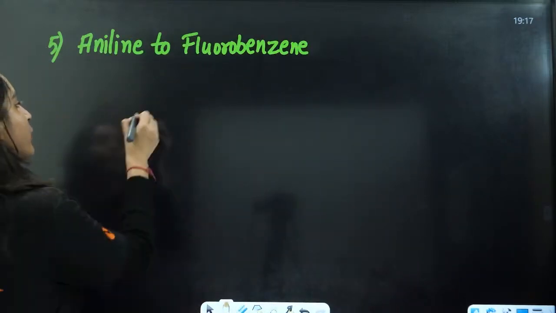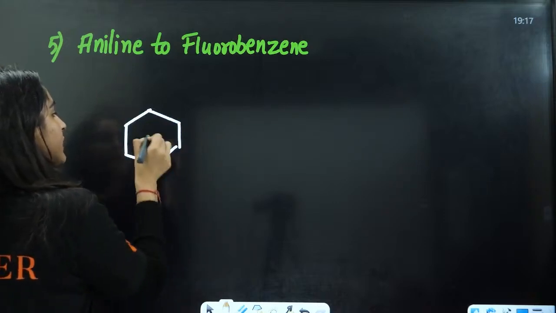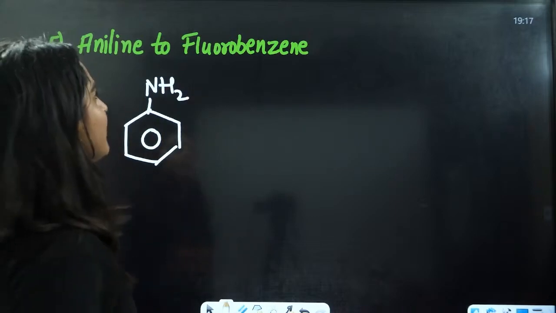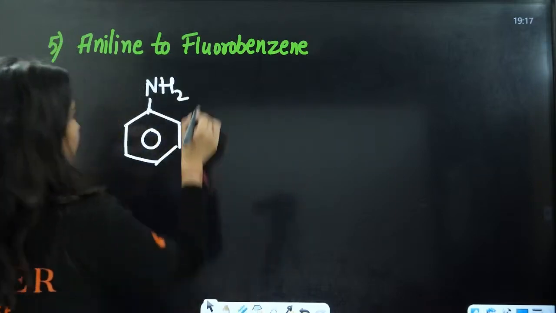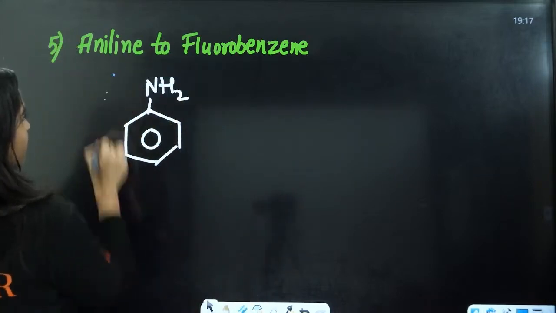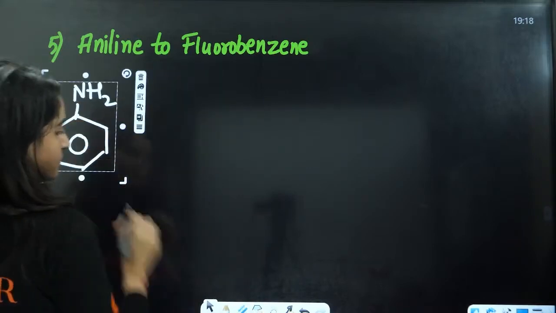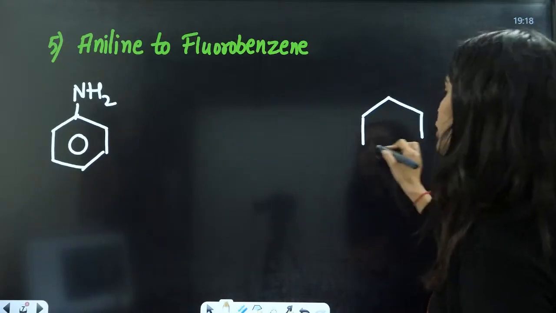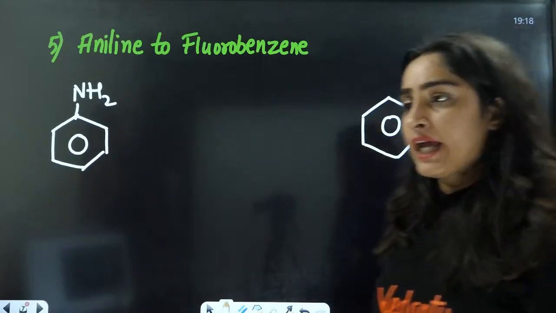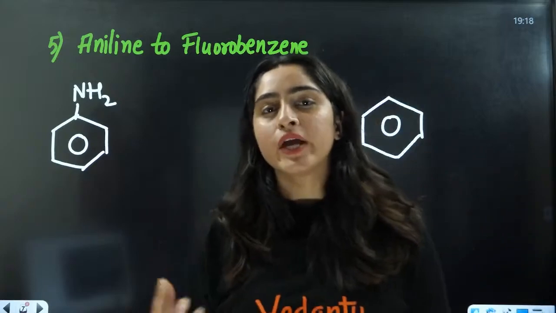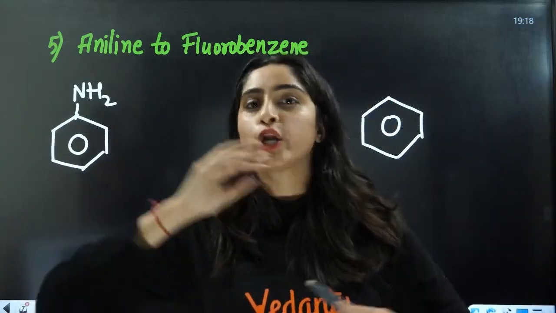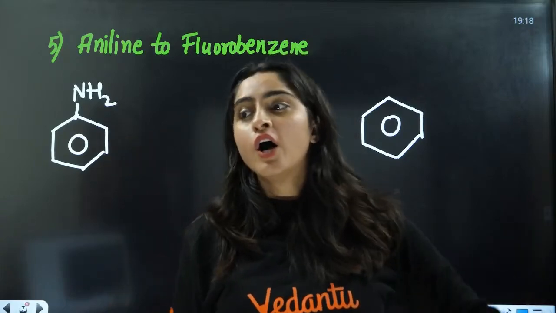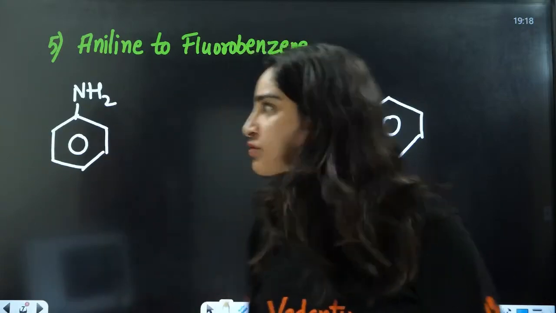Next is the fifth one. Here we have aniline, and then we have fluorobenzene. Everybody in the chat box, it is a very simple reaction. I want all of you to answer this. If you try to answer in that way, you will be able to recall all the reactions that you have studied till now. So this is aniline.